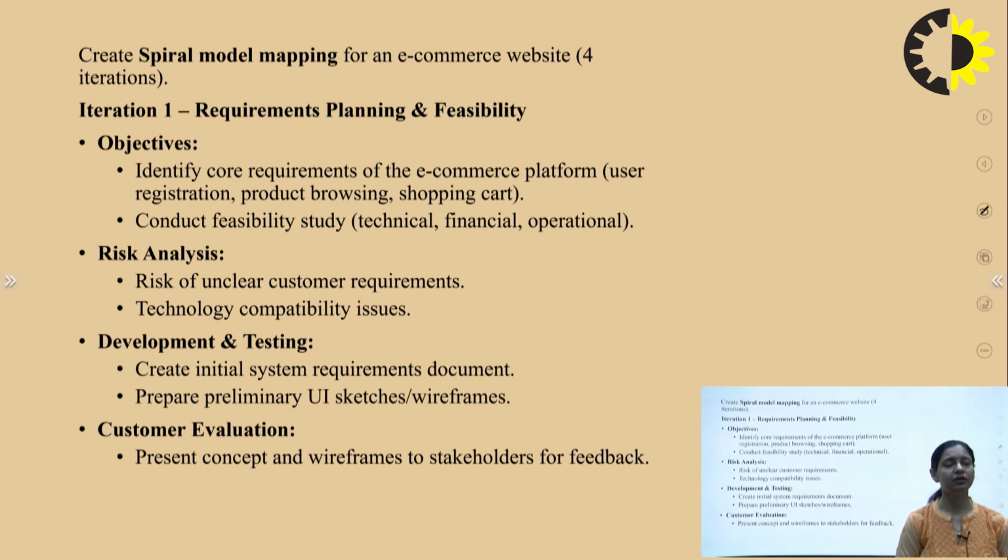So, let's take an example of this as well, where we have to create a spiral model mapping for an e-commerce website having the 4 iterations here. So, in the first iteration, again, we will be doing the requirement planning and the feasibility, where the objective is to identify the core requirements, the basic requirements that are there in any of the e-commerce website. So, it could be the registration of the user, the browsing of the product, shopping cart, etc.